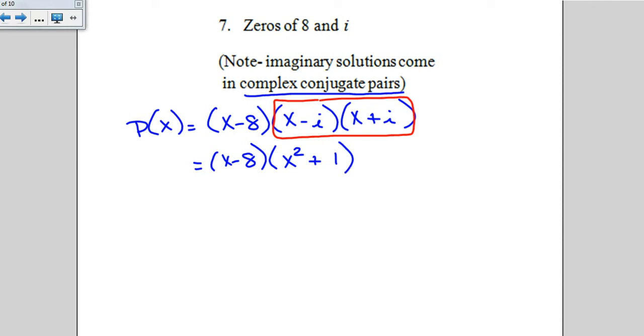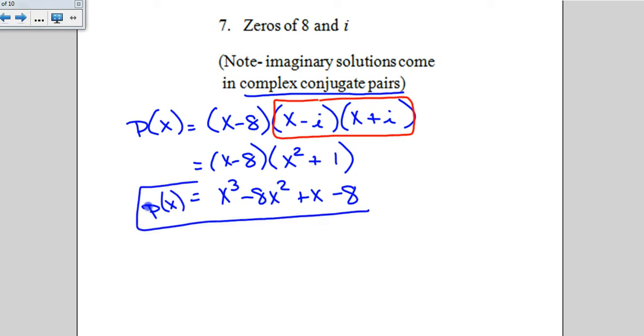And now we're ready to FOIL one more time. X times x squared is x to the third. Outer, inner, let's see, those aren't like terms, so we end up with a negative 8x squared and then a plus x. And then negative 8 times 1 is a minus 8. So that, believe it or not, is your final answer. So the trick there on number 7 was they only gave you one of the complex solutions. You had to know that his buddy, his conjugate pair, was the other one.